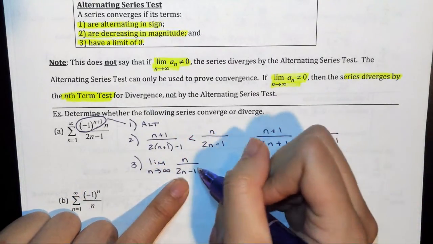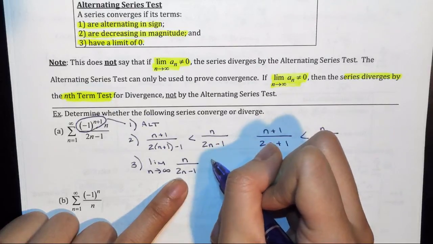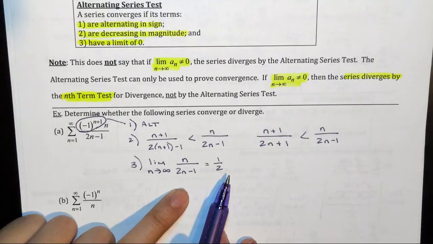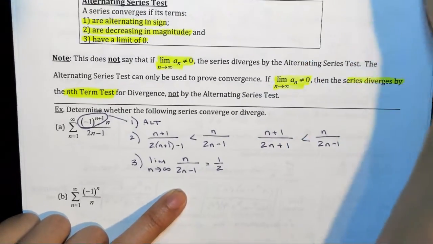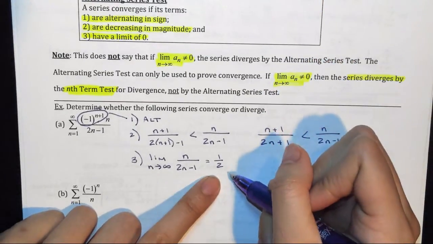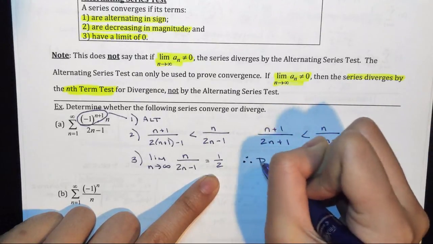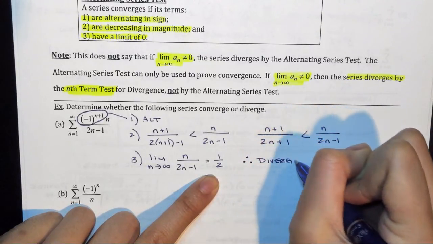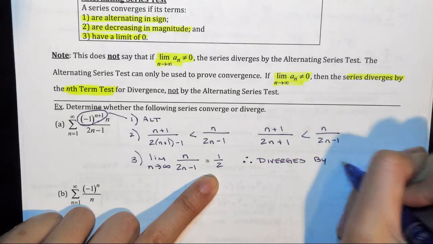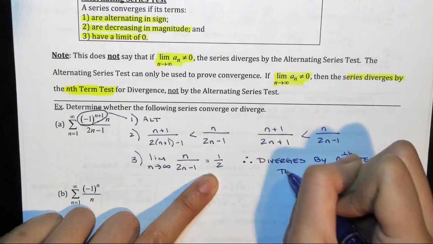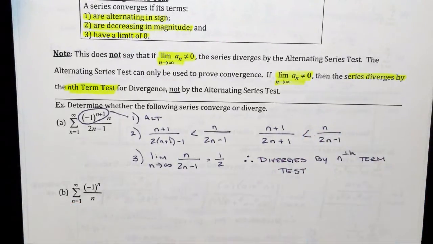But what does this limit go to? This limit goes to 1/2. All right, that's not equal to 0. So if it's not equal to 0, we are not going to say it diverges by alternating series test. We are going to say that this diverges by nth term test. Okay?